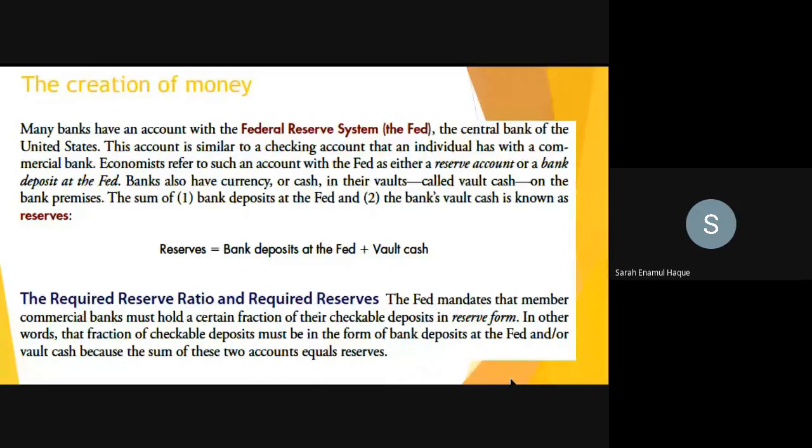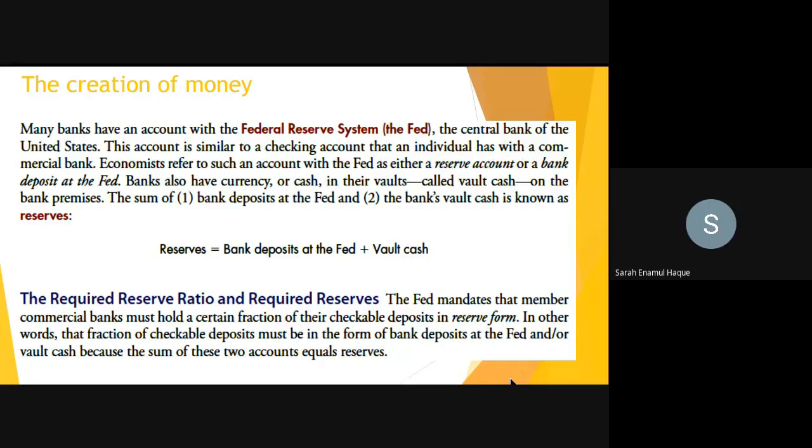Here we are actually, have we done these things? Required reserve and all these things? I don't think so. No, ma'am. So this is actually new content. So all of you please listen carefully. This is basically the last part of this chapter.